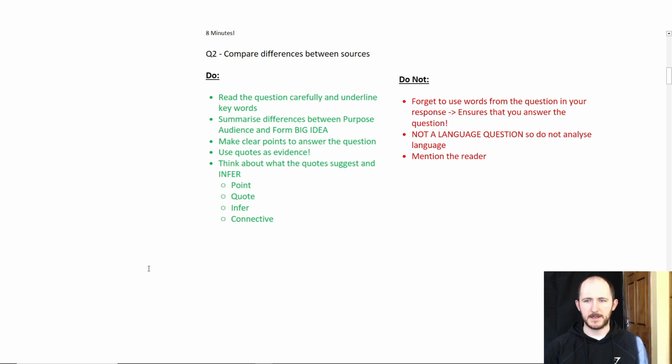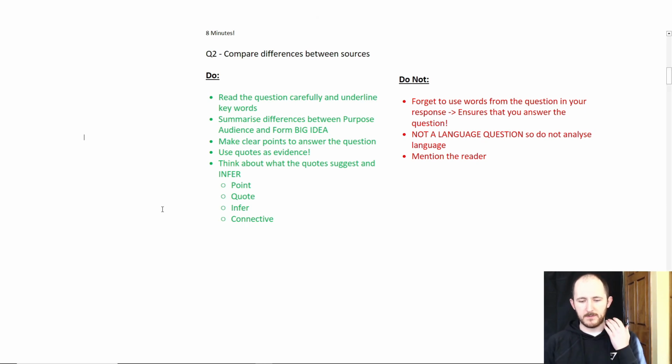Use quotes as evidence. So again, when you're going through and reading the sources, make sure you're highlighting things that you could use as quotes. And then think about what the quotes suggest and infer. So infer means where you take a piece of information and you draw a conclusion. For example, if someone comes to my house and I open the front door and they're wet and they have an umbrella in their hand that's wet, I can infer that it's raining without knowing it's raining, right? Because I can make a logical deduction like that. So that's what you need to do with the quotes as well.